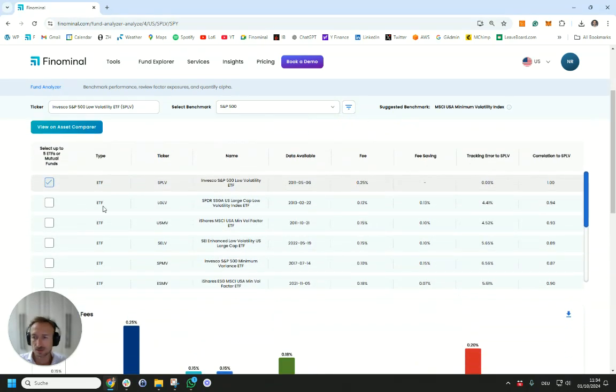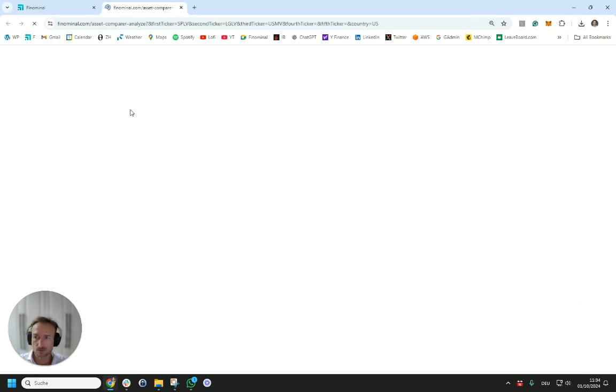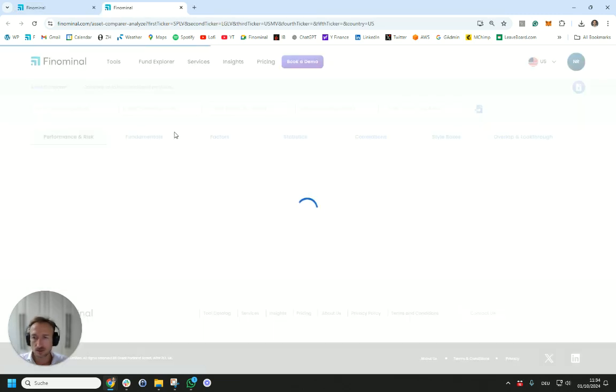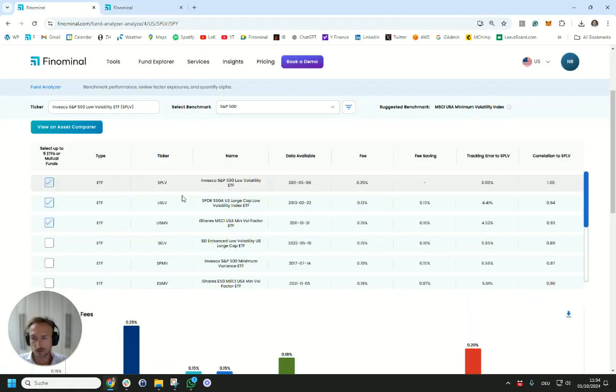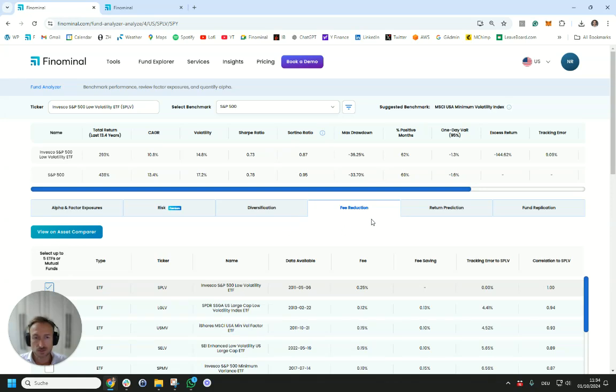If you do want to analyze those further or compare them, you can simply click on them. You can then click view an asset comparer. So this is another tool. We can simply compare multiple funds or portfolios to each other. Going back to the fund analyzer, so this is with regards to fee reduction.